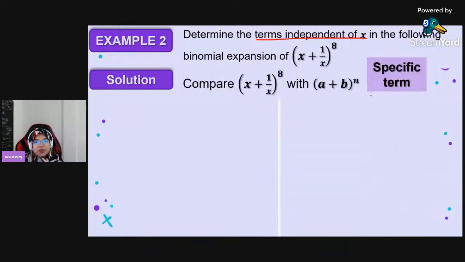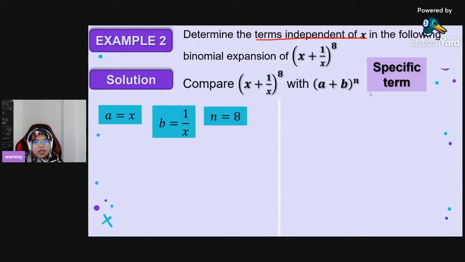Okay, so compare this with a plus b to the power of n. So you should be able to see that x is a, 1 over x is b, and then n is 8. So a is x, b is 1 over x, n is equal to 8. Okay, so we want the specific term. So compare first. Find out what is a, b, and n. So ada 3 benda lah kena cari. A, B, N. And then what do you do next?